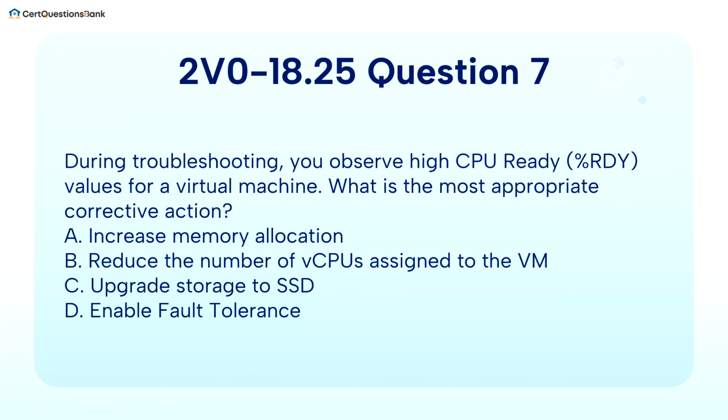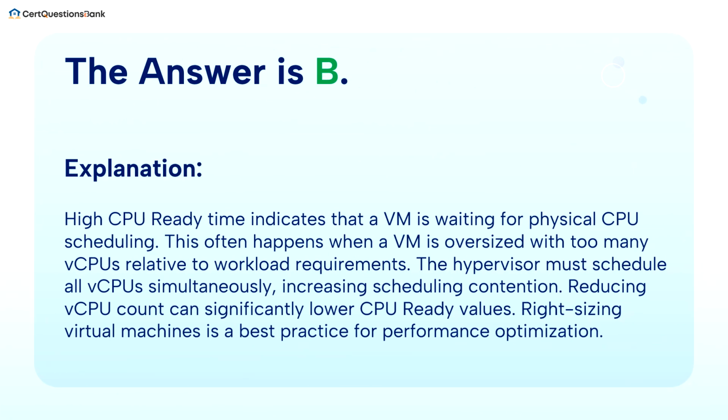During troubleshooting, you observe high CPU ready %RDY values for a virtual machine. What is the most appropriate corrective action? A. Increase memory allocation. B. Reduce the number of vCPUs assigned to the VM. C. Upgrade storage to SSD. D. Enable Fault Tolerance. The answer is B.